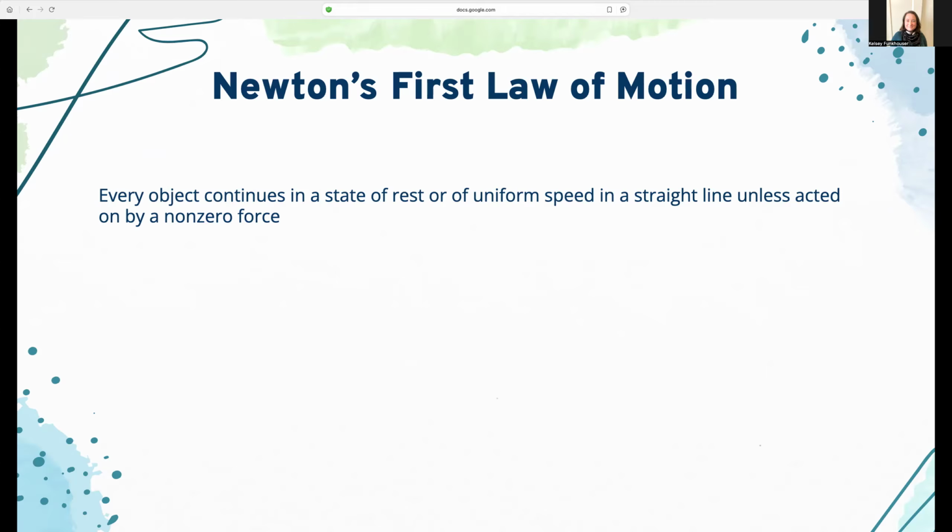Inertia is also why the trick of pulling out a tablecloth from under like a dining set can work. The dishes and things are not attached to the tablecloth, and the motion of the tablecloth is not enough to get them to want to move. So the tablecloth slips out from underneath them. Obviously, you have to be pretty good at cleanly pulling out a tablecloth to make that work.